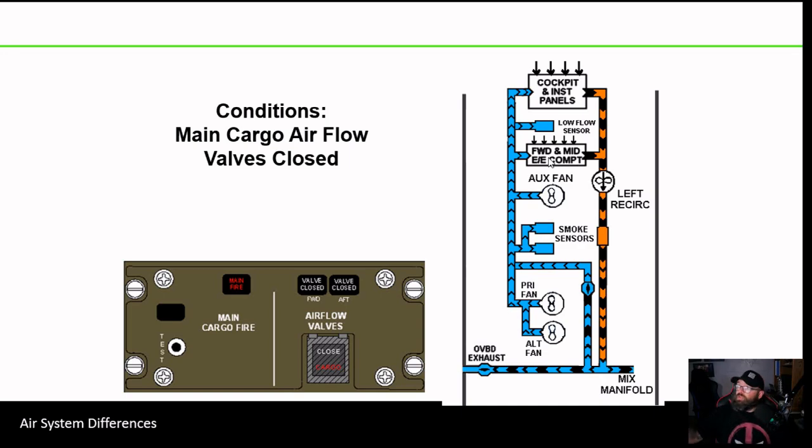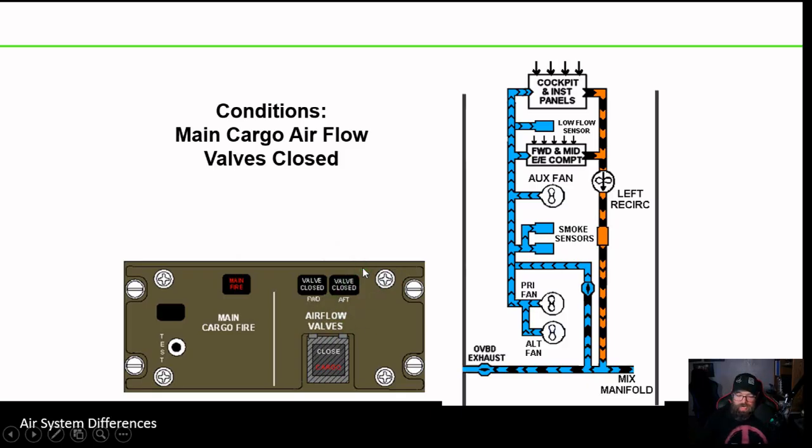However, the panel is going to look a little bit different. If you look at that and you go, it doesn't look like the one on the 7.6. Well, duh. That's because it's not, right? So if we look at this, we've got some lights, a main fire light, and lights down here on the airflow valve switch, and then valve closed forward and aft.